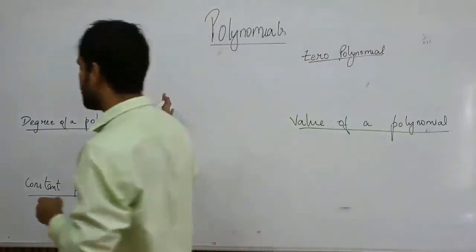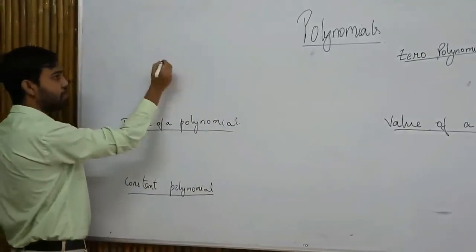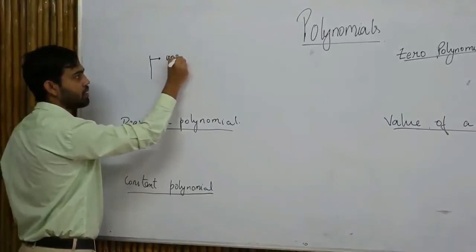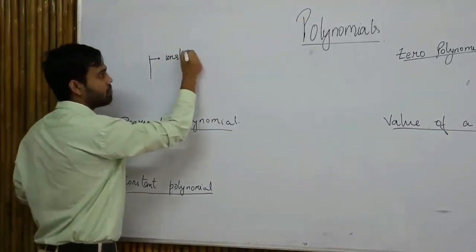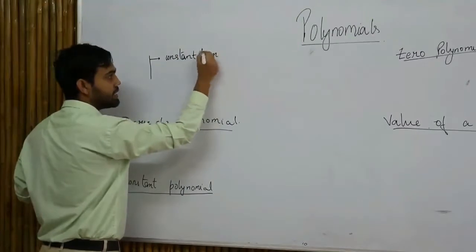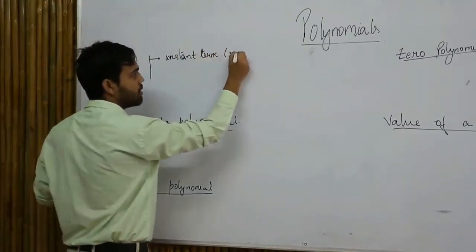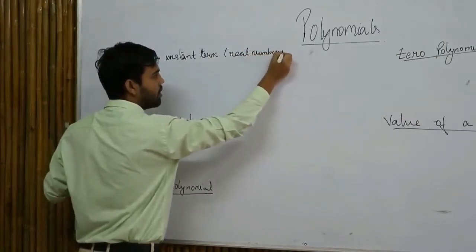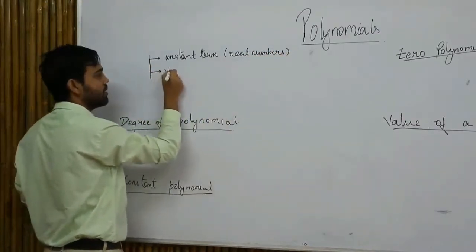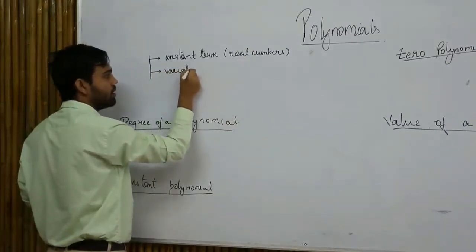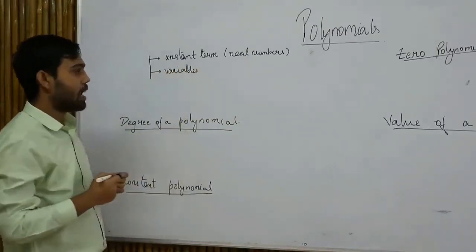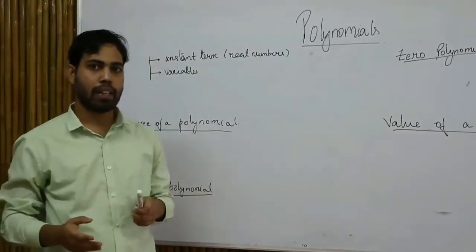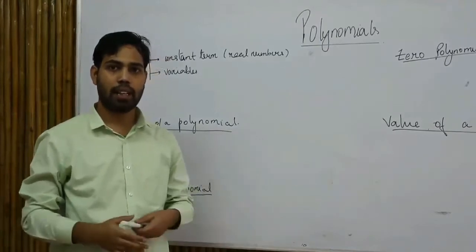So basically, what are the components of a polynomial? In a polynomial, I will have constant terms which are real numbers, then I have variables. Now my variables are the values which can change in the operation. I usually denote variables in the English alphabets by X, Y or Z.